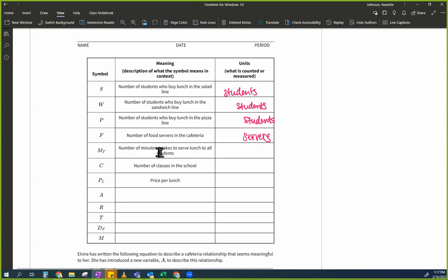It says next one. Number of minutes it takes to serve lunch to all the students. What did you put? What did you put?